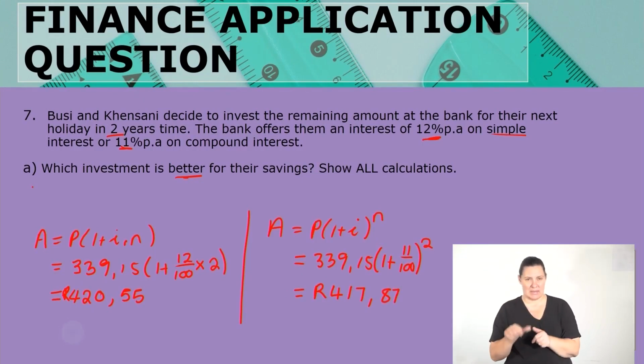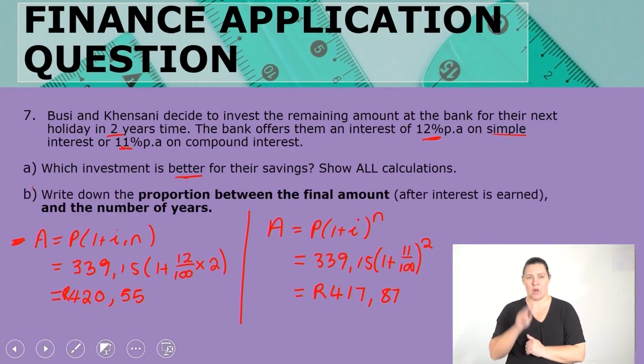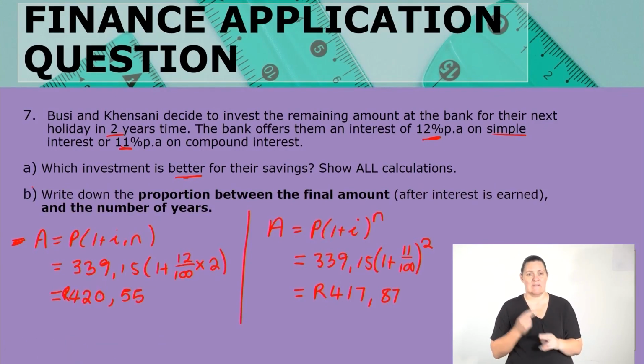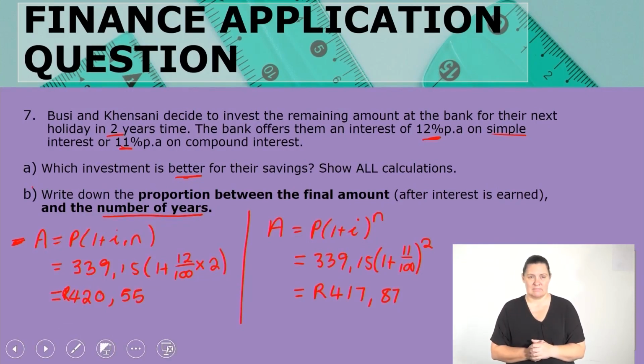So which account was better? It is better for them to take the simple interest instead of the compound interest. And when we look at the proportion here, as the final amount increases, the number of years also increases, which means that it is a direct proportion.